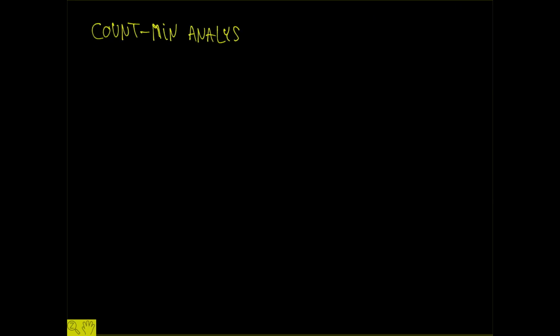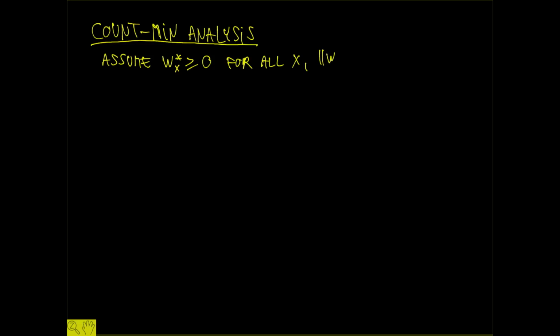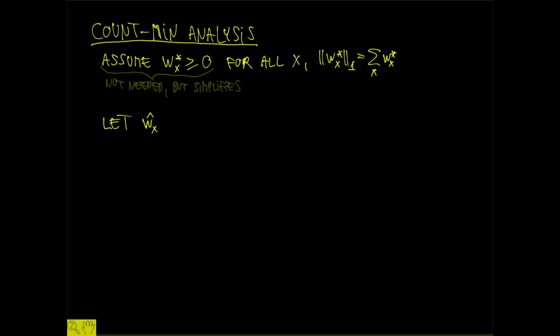Let's analyze the accuracy of the count mean sketch. We are going to assume that all the true weights are non-negative. So that is, the L1 norm is actually equal to the sum of the true weights. This assumption is needed for the simple estimator, but it's not needed in general. It is possible, as we'll discuss later, to have an estimator even without this assumption.